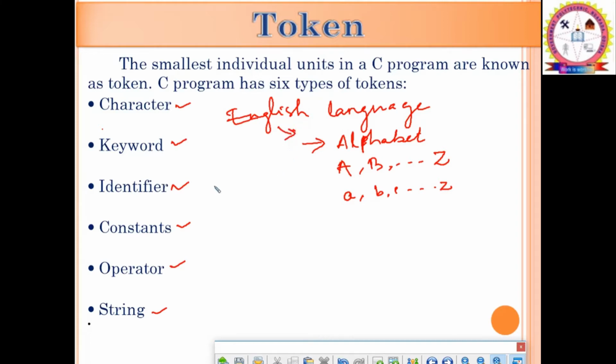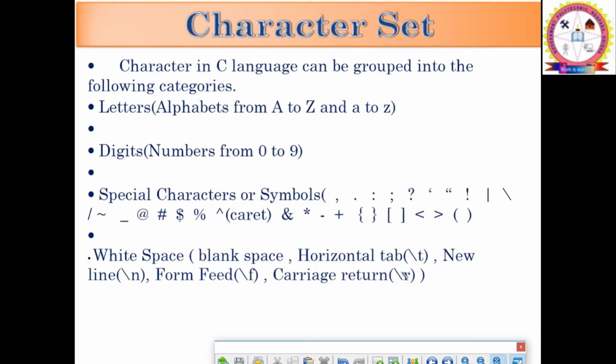In the C language, the smallest individual units are these 6 things: characters, keywords, identifiers, constants, operators, and strings. We will discuss the smallest individual units of the C language one by one in these sessions, and today we will discuss at least 2-3. So the first one is characters, or the character set.